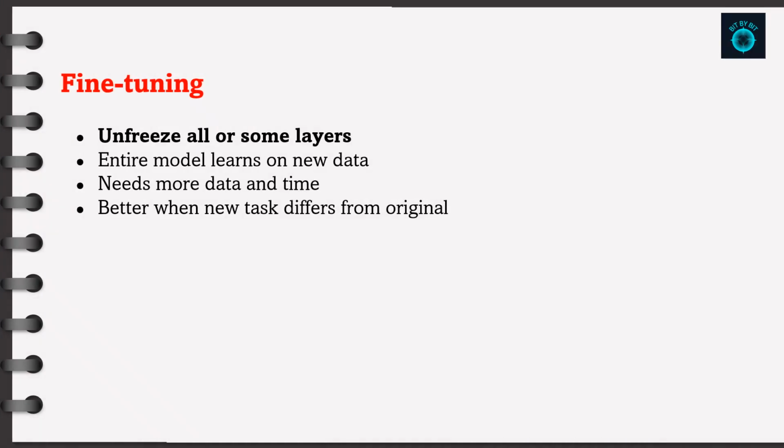Fine-tuning. In this slide, we explain the concept of fine-tuning. Fine-tuning means we allow the pre-trained model to keep learning. We unfreeze some or all of its layers so they can be updated on our custom dataset. This method is useful when our new task is very different from the original task the model was trained on. Fine-tuning usually gives better accuracy, but it takes longer to train and works best with more training data.